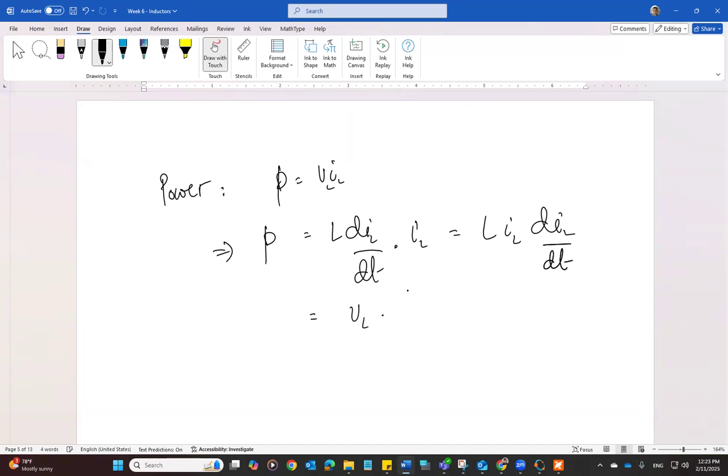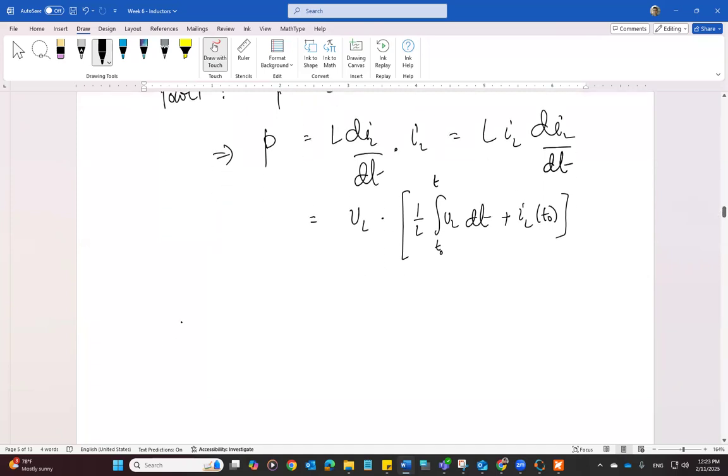VL times 1 over L integral of VL from the initial time t0 to t dt plus the inductor current at the initial time. The first equation is used very commonly, L IL dIL over dt. And from power, we can calculate how much energy is stored in an inductor. Now, energy is stored in an inductor in the magnetic field of the inductor.